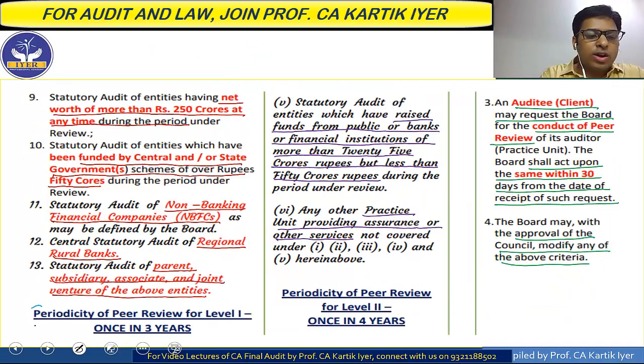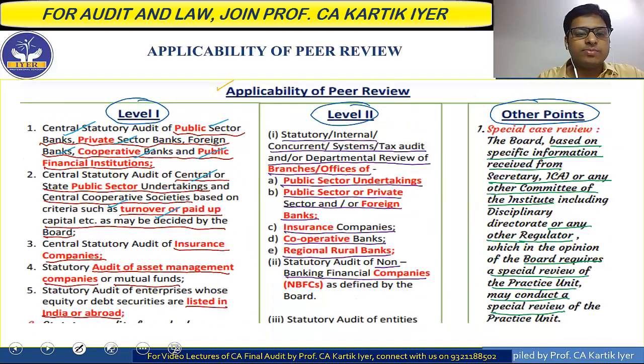That is basically the periodicity of peer review for level 1 entities: once in every 3 years. So if I am a CA firm which is doing the audit of level 1 entities, then my firm's peer review will happen once in every 3 years. Okay, so that is the crux of the matter.